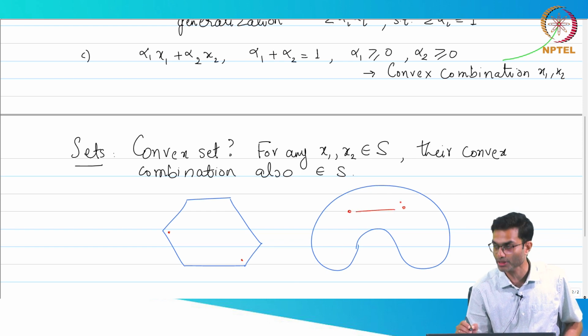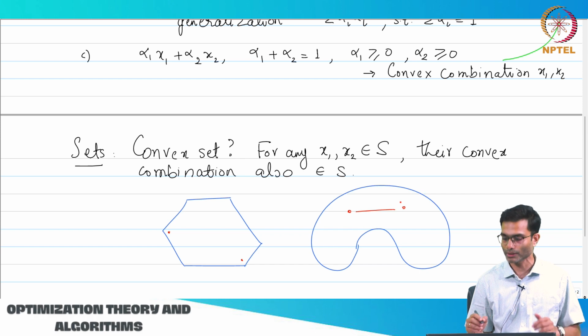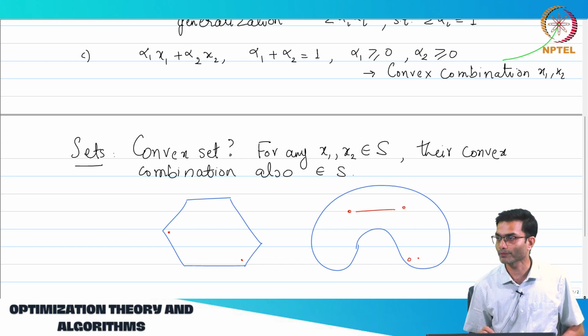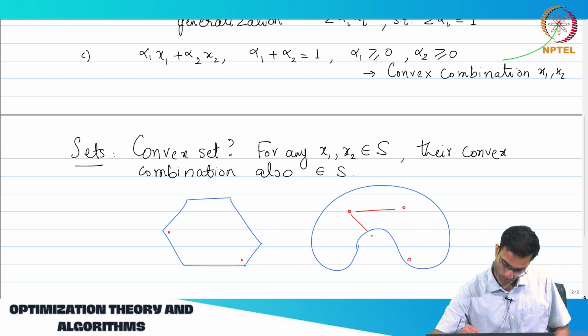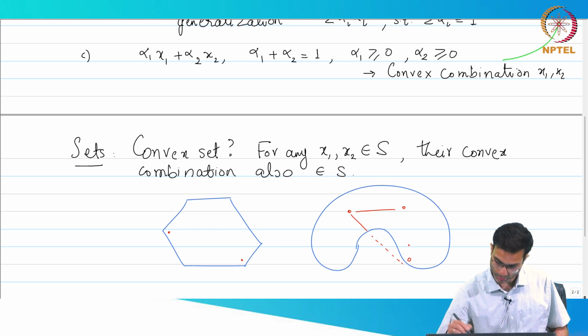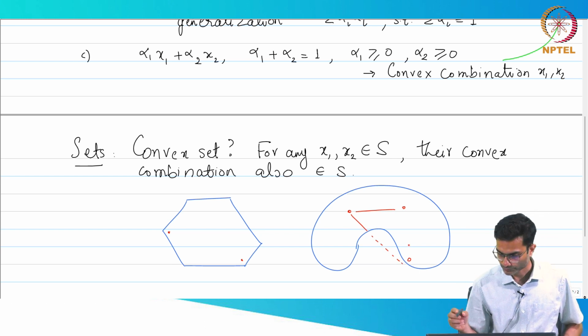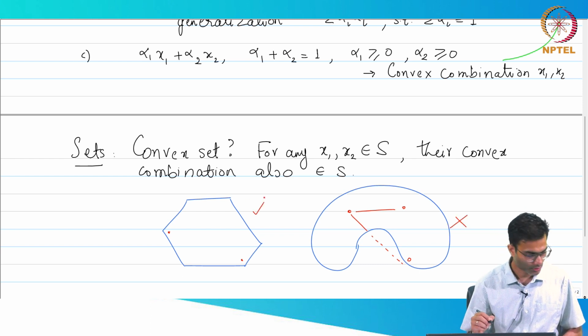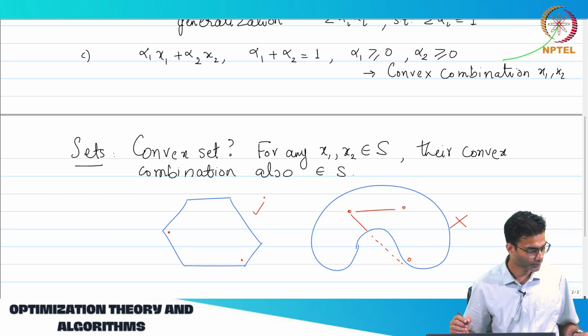Although I have some points where the convex combination lies in the set, I am in trouble the moment I pick a point over here, because here I go out, right. Okay, you get the idea. So this is not a convex set, this is a convex set, okay.